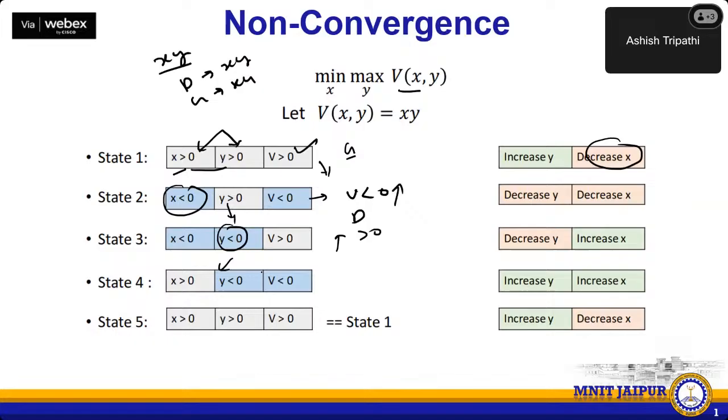Again, discriminator will make it less than 0. Again, generator will make it less than 0. Again, discriminator will make it greater than 0. So because objectives are contradictory in nature, generator is pulling in the opposite direction to that of discriminator. So it is very difficult to get a Nash equilibrium.